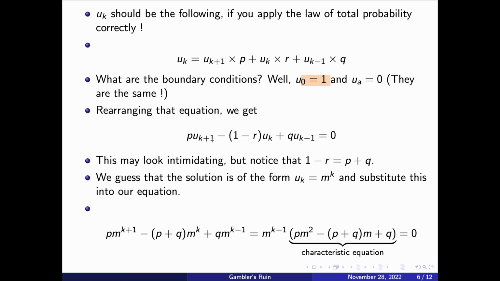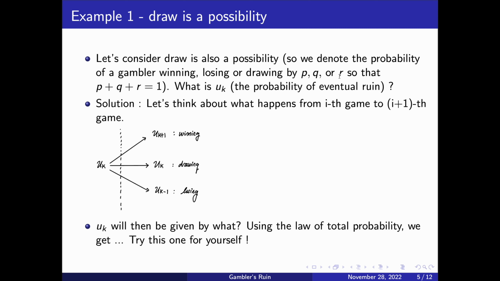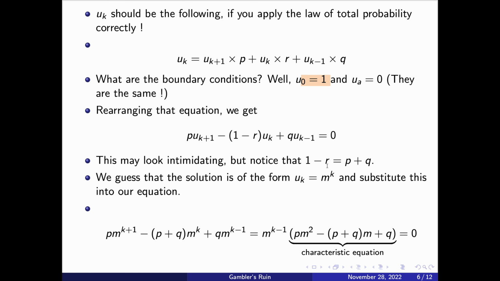Okay, so this may look intimidating, but notice that we have a 1 minus r. This is nothing more than p plus q, right? Because p plus q plus r must add up to 1. So 1 minus r is equal to p plus q, and we have this. And we will be doing the same thing. We will guess the solution to be of the form m to the power of k. You pull out m to the power of k minus 1, so we have a characteristic equation like here, and we can find the roots of this equation.